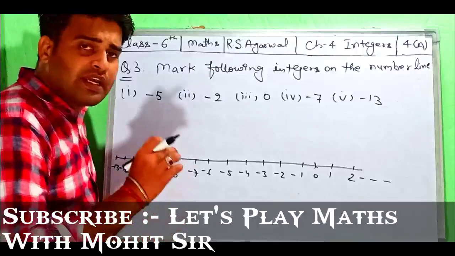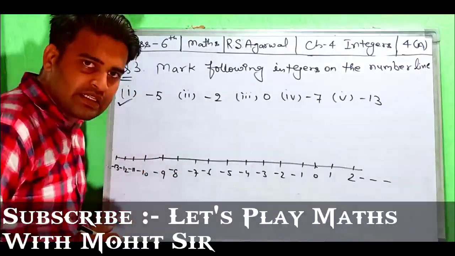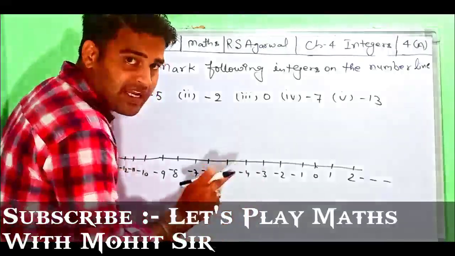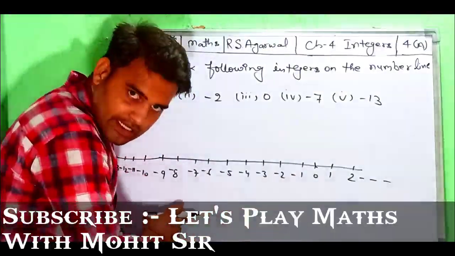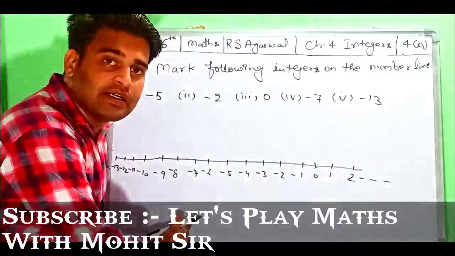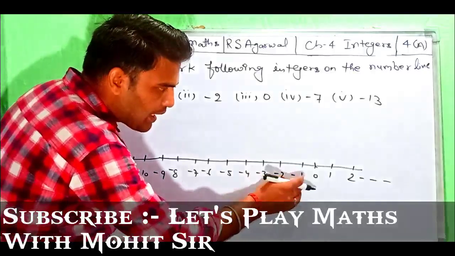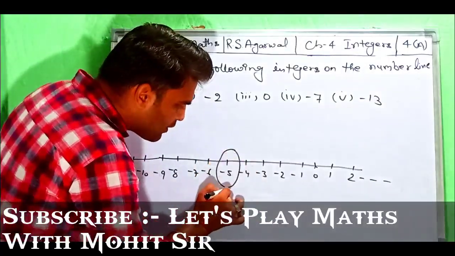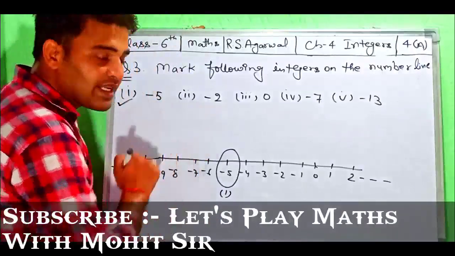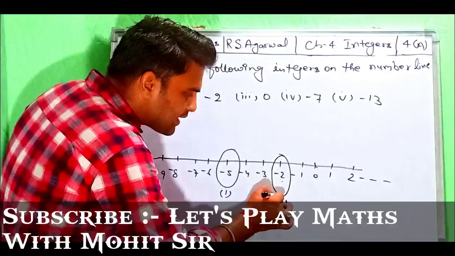Now if we want to indicate them, first look at what the first question is saying: -5. How can we choose -5? First we choose 0 and then we move to the left side, because all the negative numbers are on the left side. Go through to -5. There is -5. This is the answer of the first question. Next, -2. This is the answer of the second question.